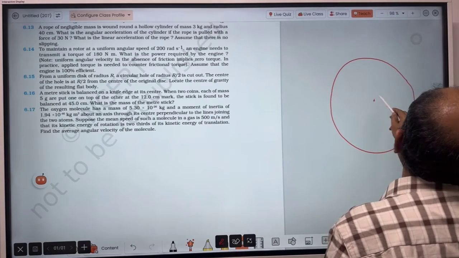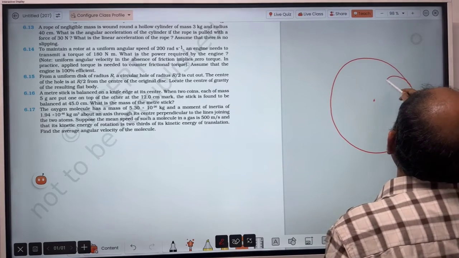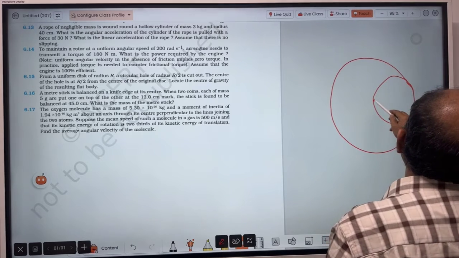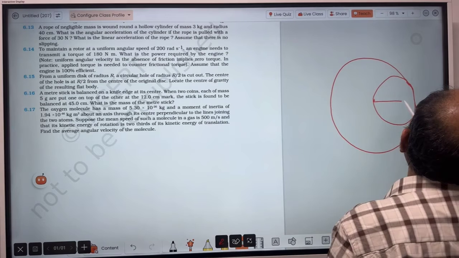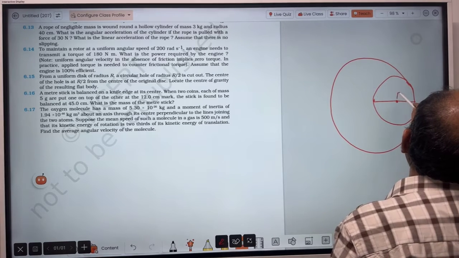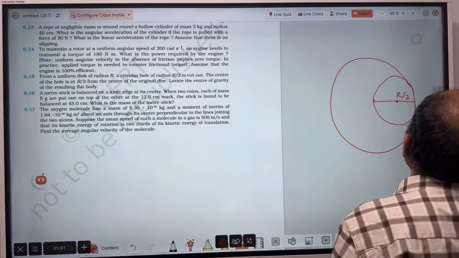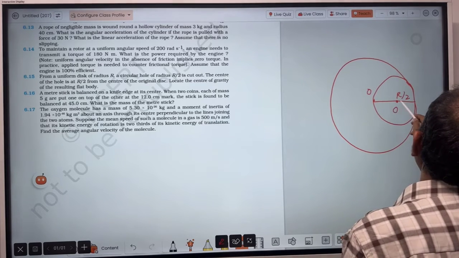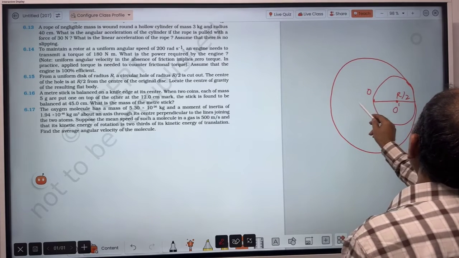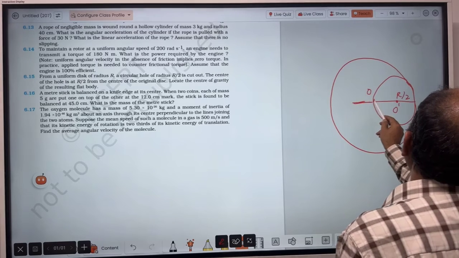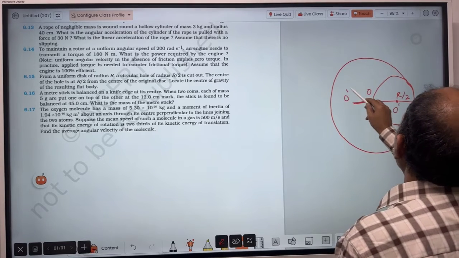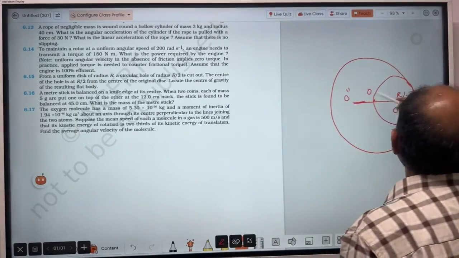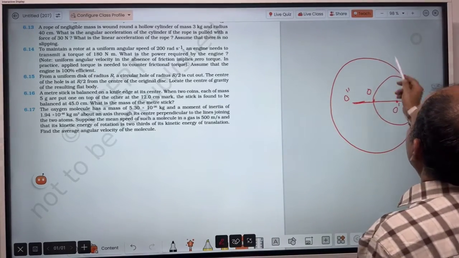Suppose the figure is like this, its center is this. Here, its center is at R by 2. This is say O, we write it O dash, and now the new center, say O double dash. Here this disc is removed.